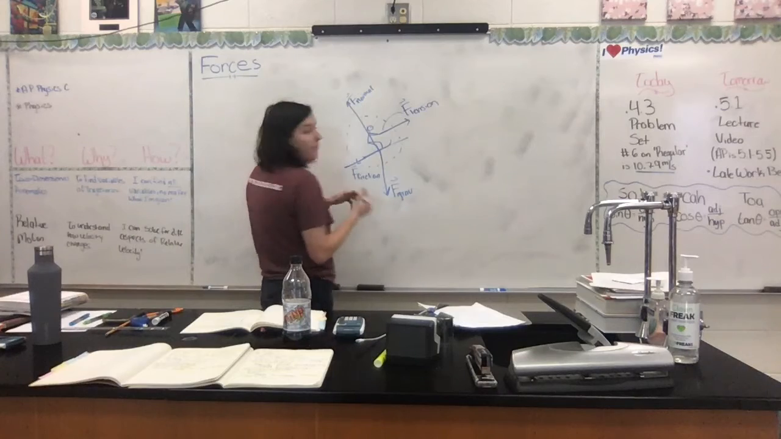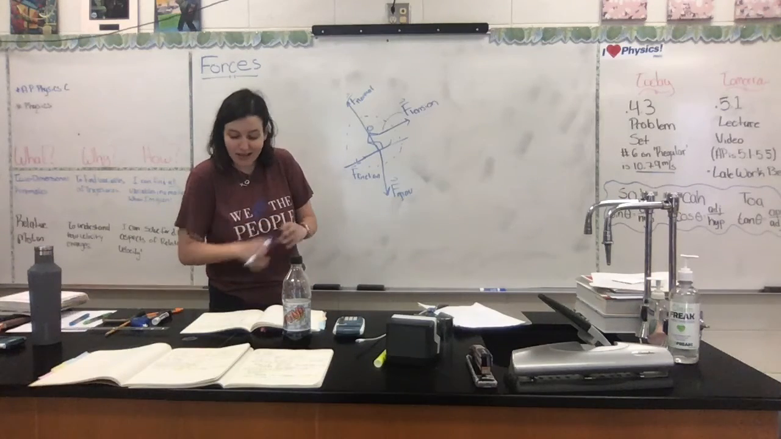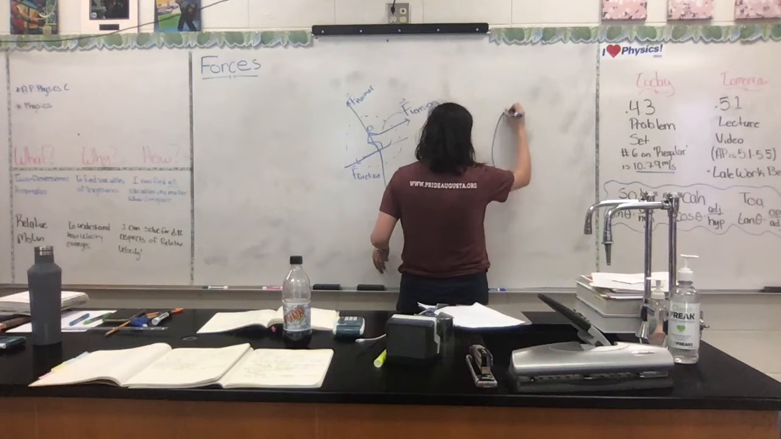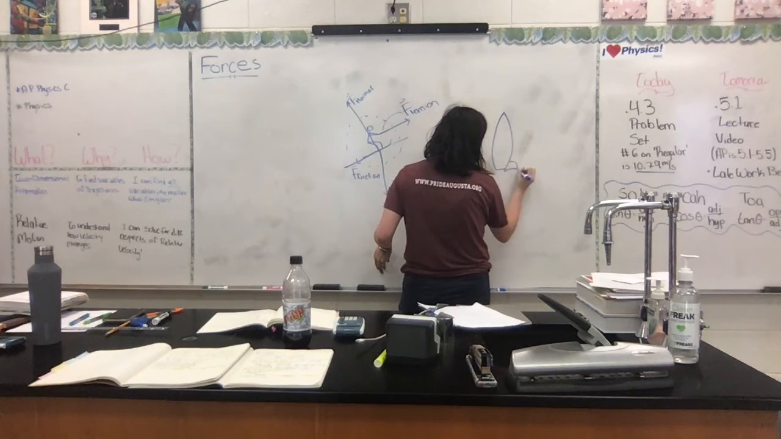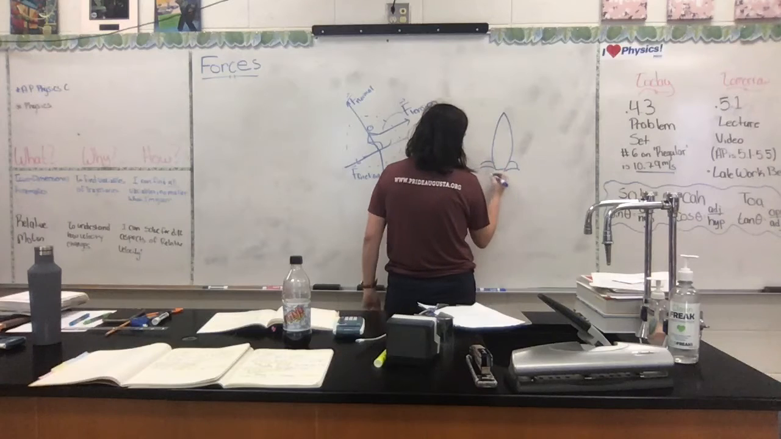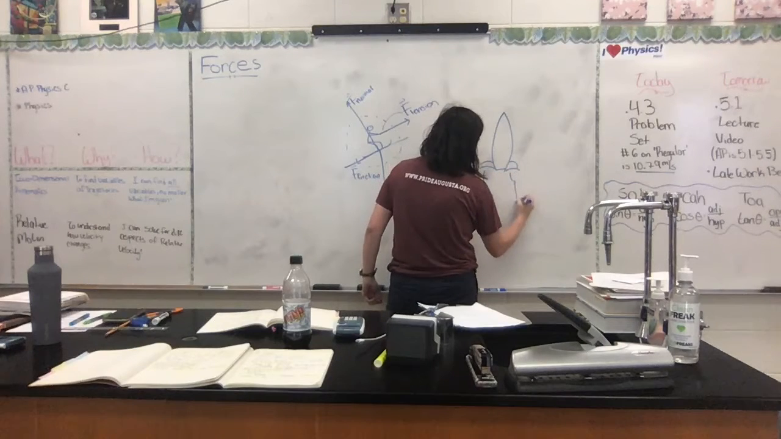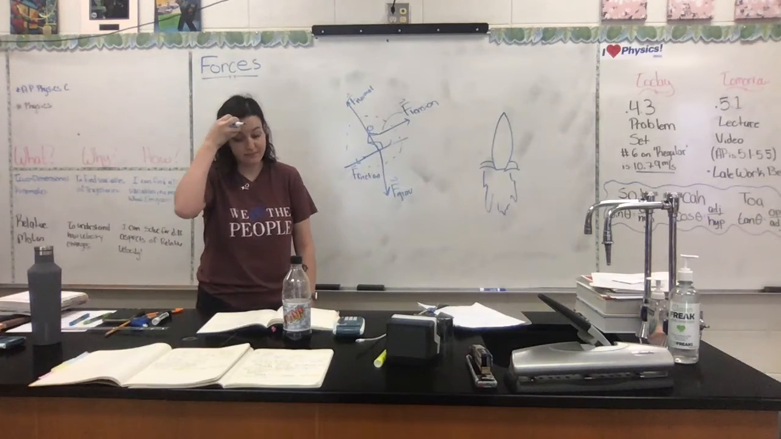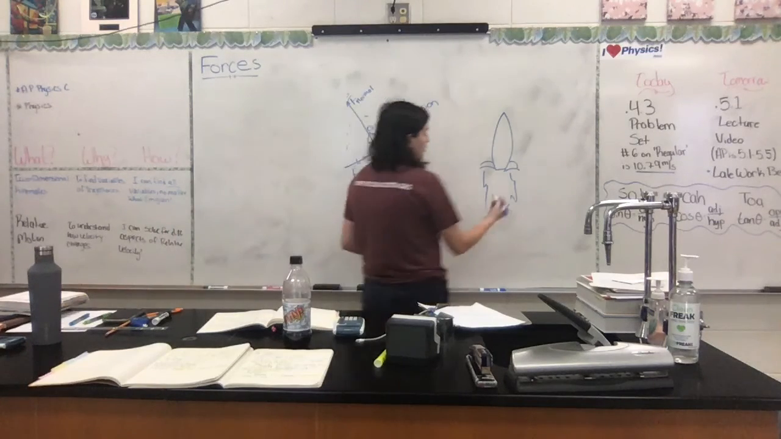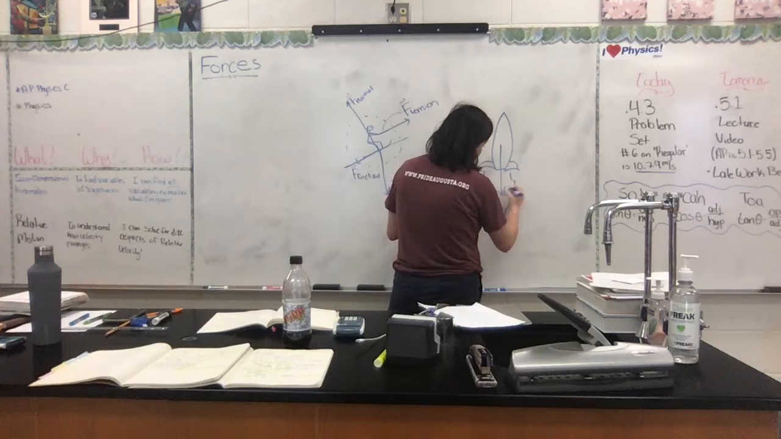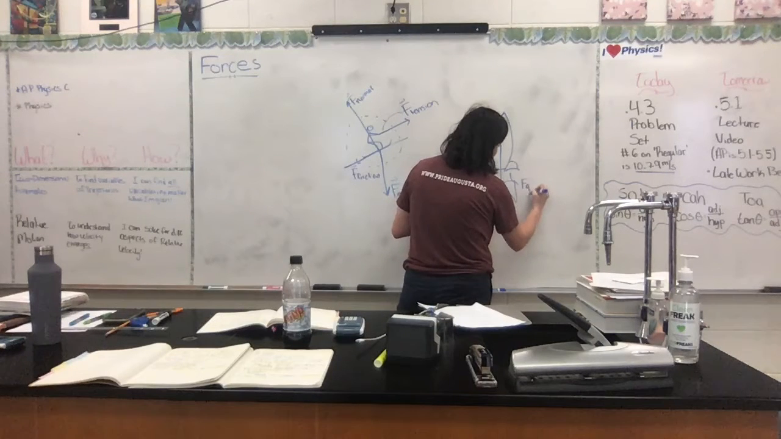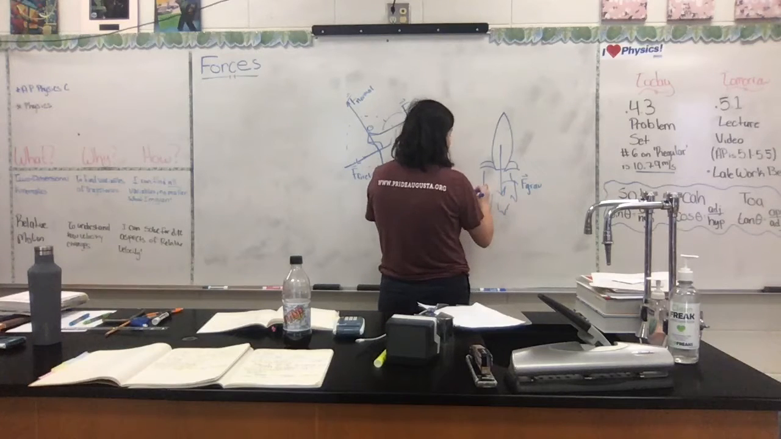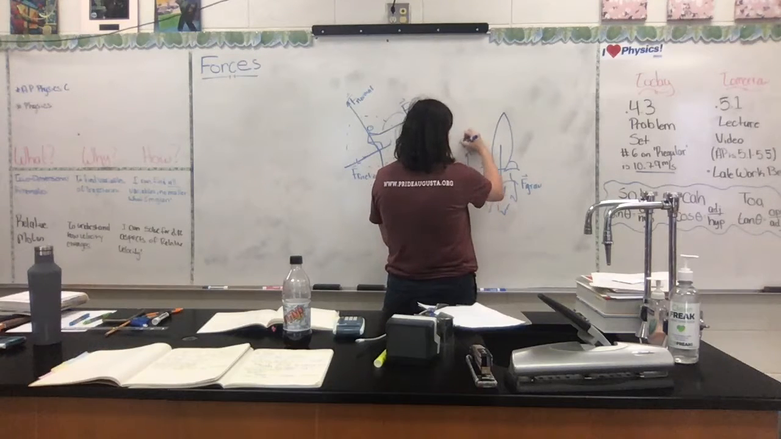And then we'll go ahead and look at the rocket, okay? So we've got a rocket, and it is being launched up into space. It's got all this stuff coming out, okay? Well, what's acting on the rocket? We have gravity acting on the rocket, and we have thrust acting on the rocket.